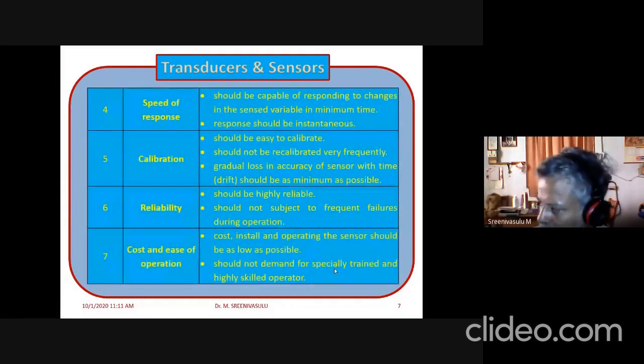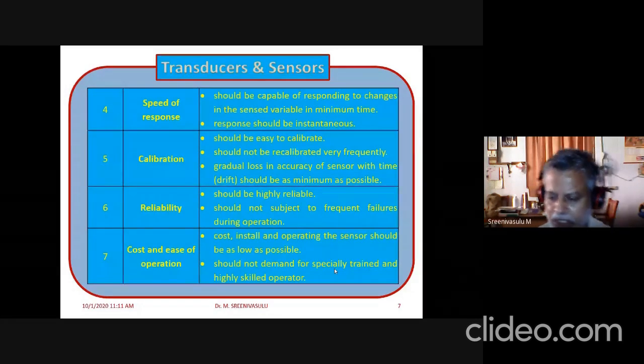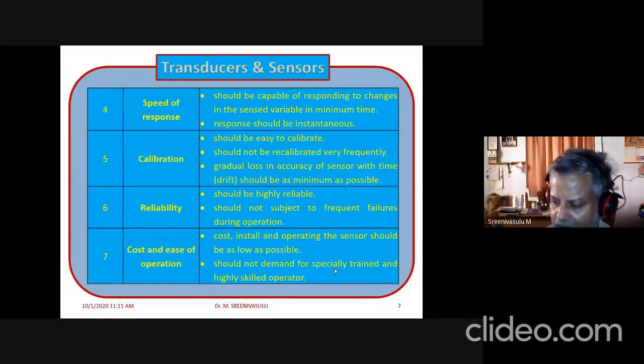Then coming to the speed of response for a given input. Maybe the sensor you would have used to sense a particular variable, say temperature or pressure, how much time it is going to take to show the value is taken as the speed of response. That should be as high as possible, meaning the time it takes to show that particular variable value should be as minimum as possible.